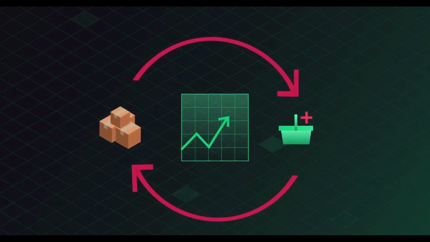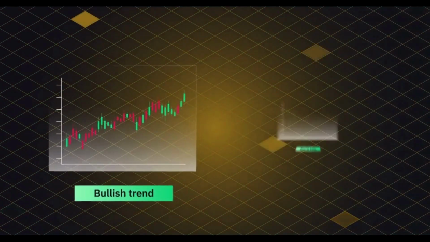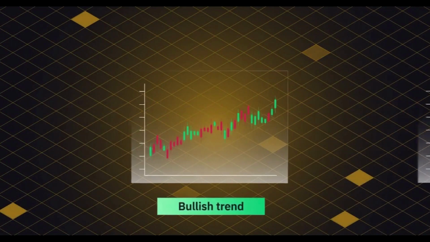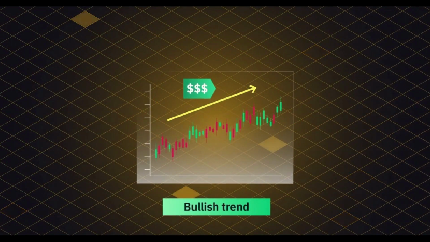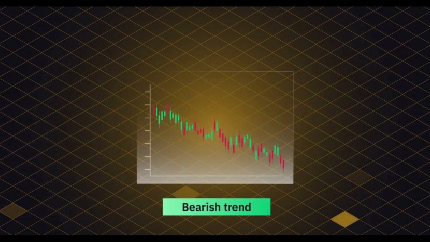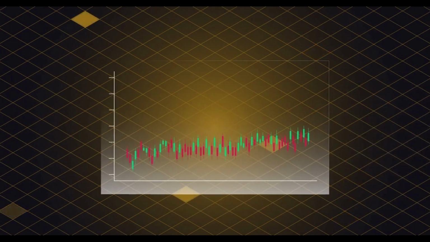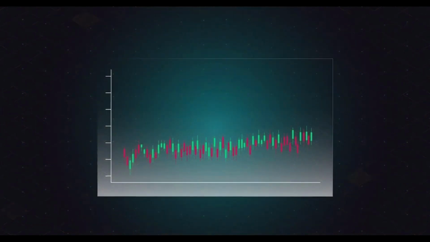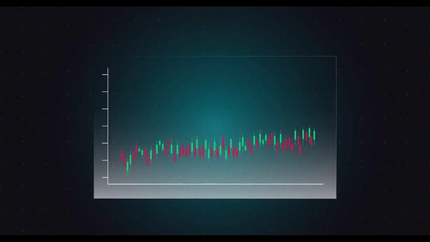There are two main types of market trends, bullish trends and bearish trends. A bullish trend would be a noticeable increase over a period in the market price of an asset. A bearish trend is a noticeable decrease in an asset's price over a period. Market prices can also move sideways, otherwise known as consolidating. In this case, there's no clear directional trend.